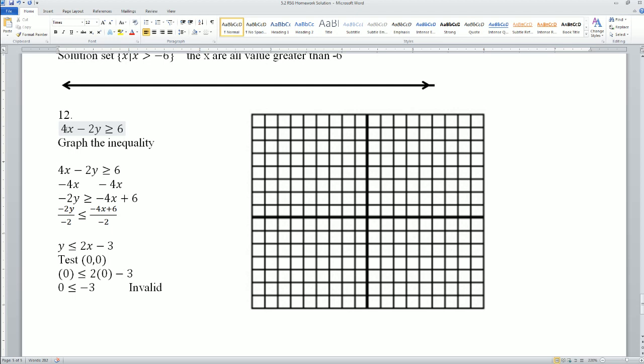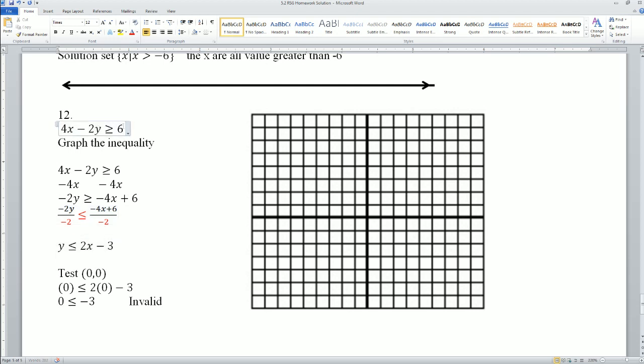Next, here for 4x minus 2y is greater than 6. Again, graph the inequality. How do I graph the inequality? Right? I would have to put it in y equals mx plus b. So, subtract 4x to both sides, then divide by -2 to both sides. Notice that I do flip the inequality. Please flip the inequality when you divide by a negative value. Here, I have y is less than 2x minus 3. How do I get that? -4 divided by -2 is positive 2x minus 3.